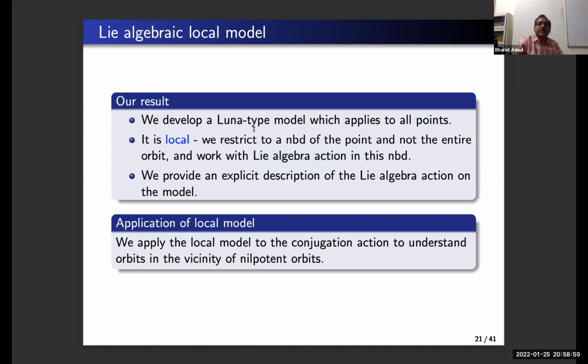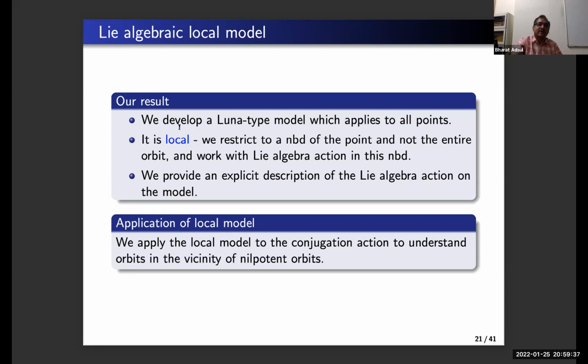Just like in Luna's case, where we have an explicit action on the associated construction, we also have an explicit description of the Lie algebra action on the model. So the model is factorizable. There is an orbit component and a normal component, where the normal is not necessarily stable under the stabilizer. That was the main difficulty. But we still have this product form, and then there is of course a shear effect and so on. But we do have an explicit description.